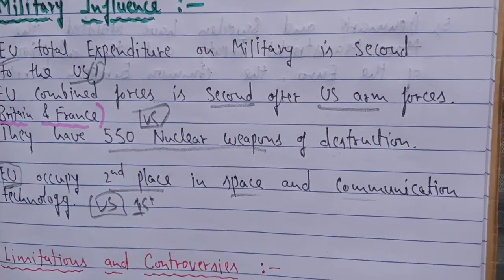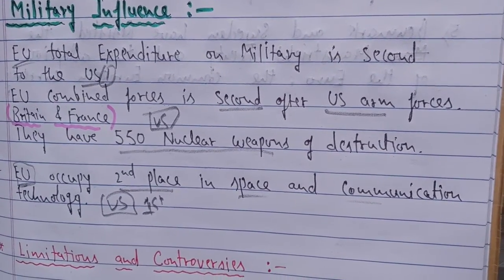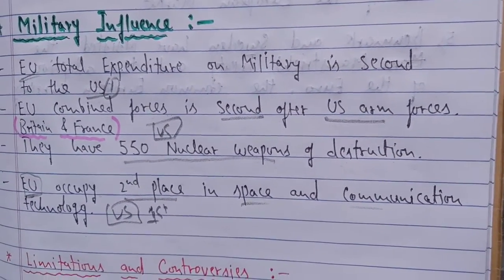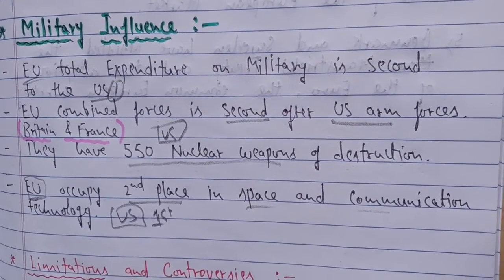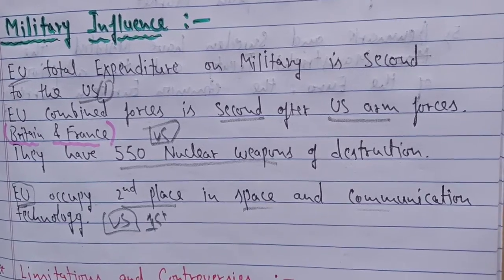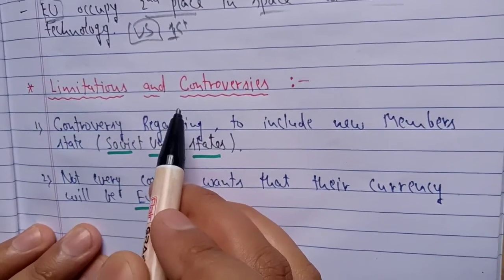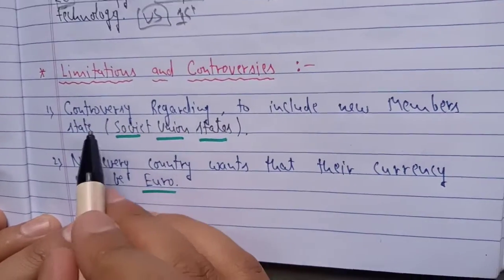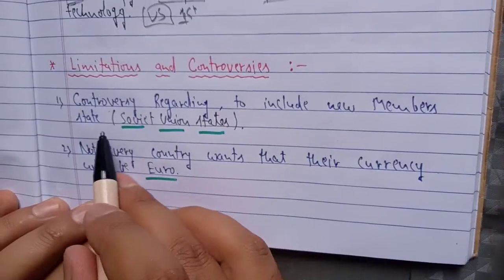In the same way, Europe also had some limitations and controversies, which somehow balanced or stopped it from growing into an even stronger center. It was a strong center, but there were some limitations put in front of the European Union. What were those limitations and controversies? I am going to read them out here. First, controversies regarding the inclusion of new member states from the Soviet Union.